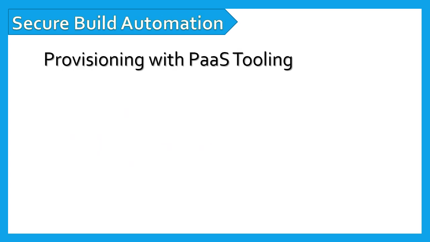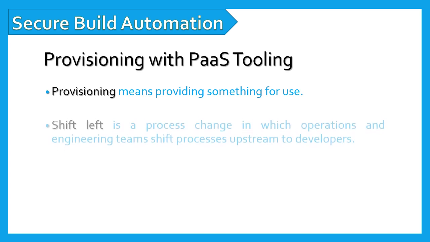Provisioning with fast tooling. Provisioning means providing something for use. In DevSecOps, the process of providing the developer with the software needed to develop an application is automated. It's important to ensure that the same software the developers use is provisioned in the test, staging, and production environments. Complex systems require automation to ensure that provisioning processes and components remain uniform and managed.